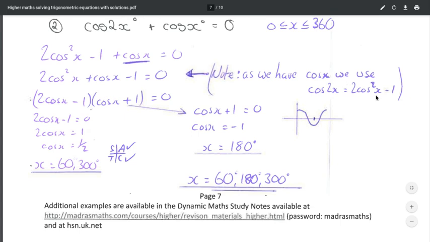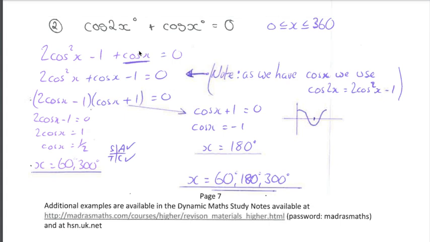Now, if I'd chosen to use 1 minus 2 sine squared, for example, I would end up with 1 minus 2 sine squared plus cosine x minus 1 equals 0. And I would have some sine squared x terms and some cosine x terms. I wouldn't be able to factorize those because I wouldn't have the same trigonometric functions. I'd have some sines and cosines together. So we just look at the single angle term and we pick the formula for cosine 2x that only involves this single angle term.